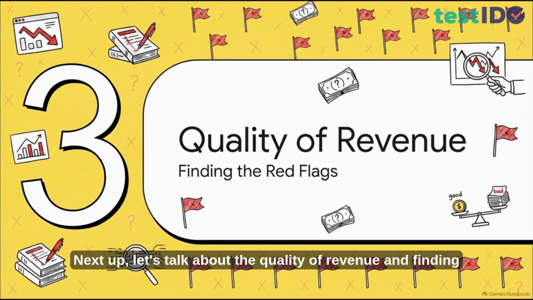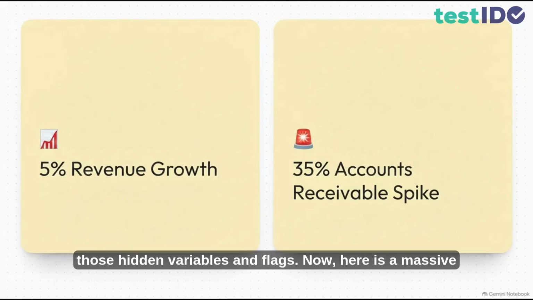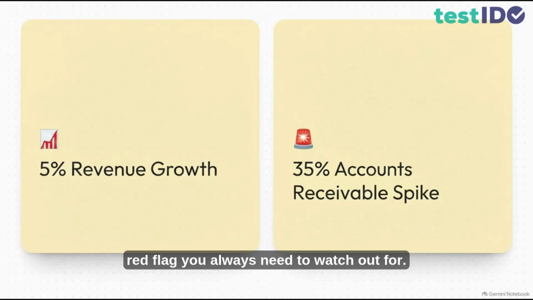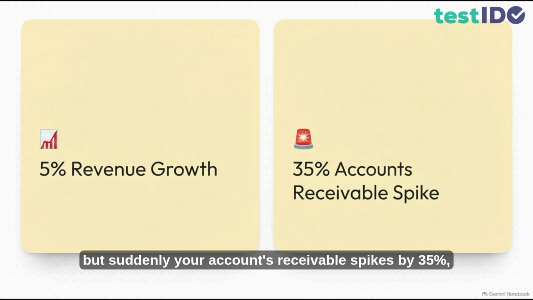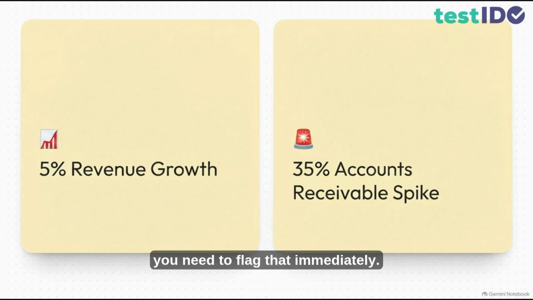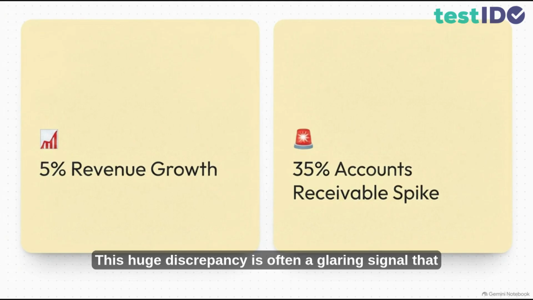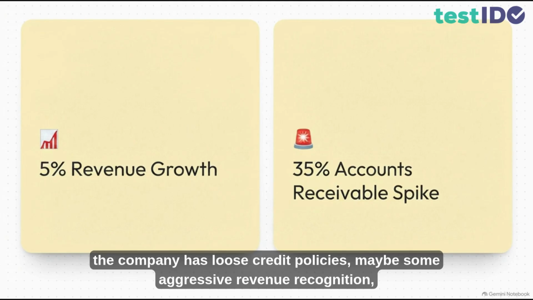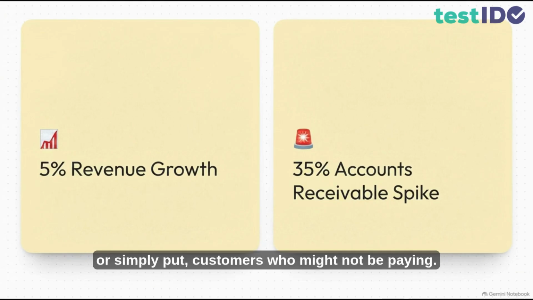Next up, let's talk about the quality of revenue and finding those hidden red flags. Now, here is a massive red flag you always need to watch out for. High-quality revenue is sustainable, repeatable, and most importantly, it's backed by cash flow. If revenue grows just a little bit, say 5%, but suddenly your accounts receivable spikes by 35%, you need to flag that immediately. This huge discrepancy is often a glaring signal that the company has loose credit policies, maybe some aggressive revenue recognition, or simply put, customers who might not be paying.